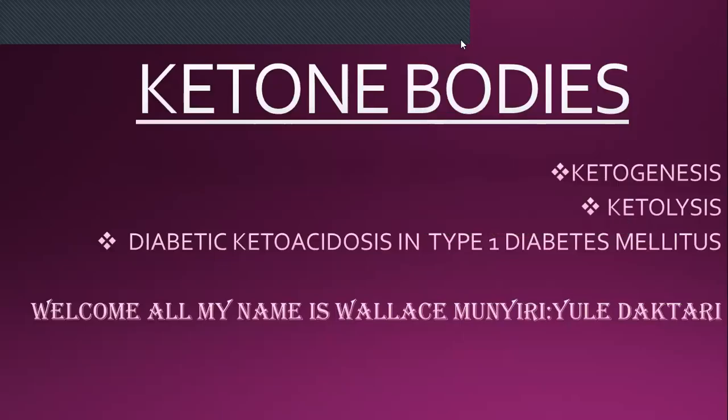Welcome. In today's session, we will look at ketone bodies. By the end of this session, you should know ketogenesis, that is how ketone bodies are produced in the liver; ketolysis, that is the utilization of the ketone bodies by the extrahepatic tissue; and we will also look at diabetic ketoacidosis, which is found in type 1 diabetes mellitus.